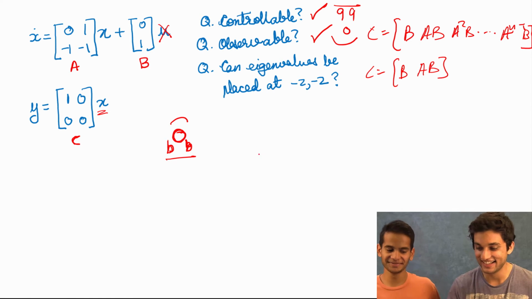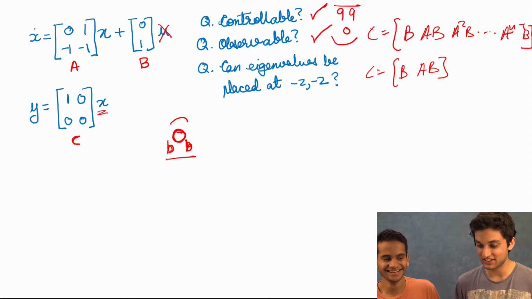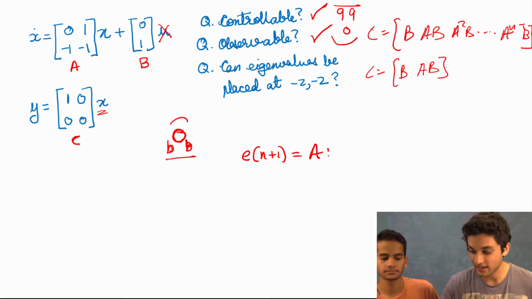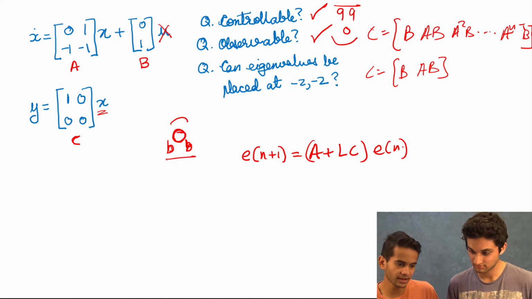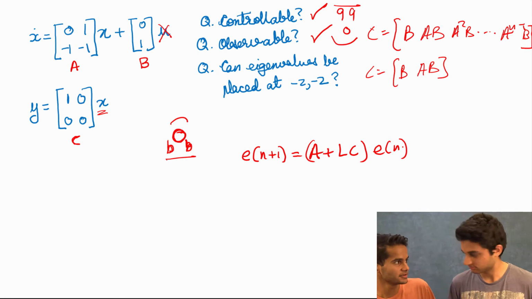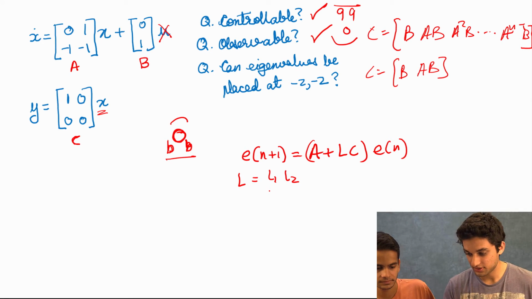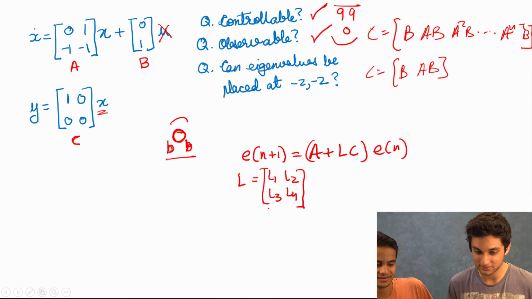Cool. Okay, moving on. When we try to construct the observer matrix and we want the error to go to 0, we're basically looking at a matrix of the form e(n+1) = (A + LC) e(n). Saban, what's the dimension of L? Well, if C is a 2 by 2, then L should also be a 2 by 2. Sounds good to me. So we're going to say L is equal to L1, L2, L3, L4. I'm beginning to regret putting this problem now that there are 4 variables.